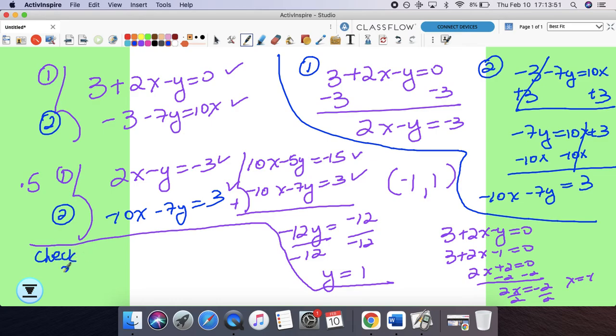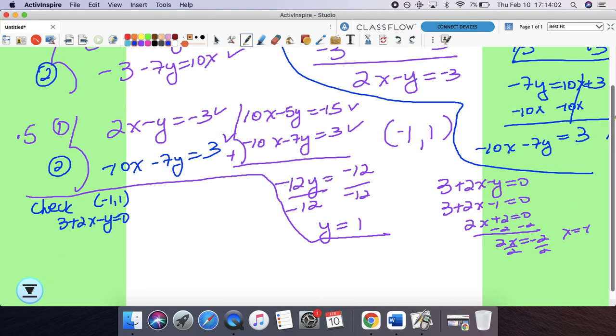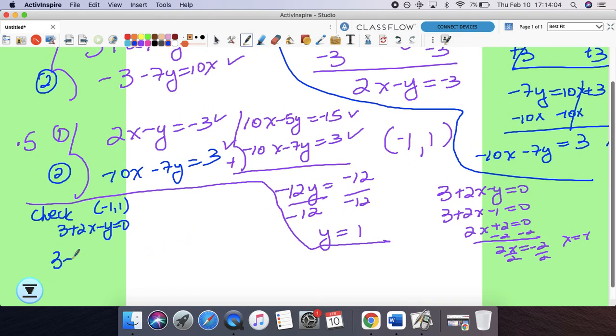My first equation is 3 plus 2x minus y equals 0. We're going to use the point negative 1 and 1. Let's see if it works. So it's 3 plus 2 times negative 1 minus 1, and that should give me 0. 3 plus 2 times negative 1 is negative 2. Minus 1 equals 0, and that's definitely 0 on the left side, which is 0 on the right side.